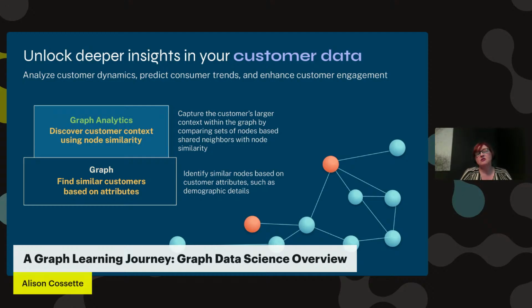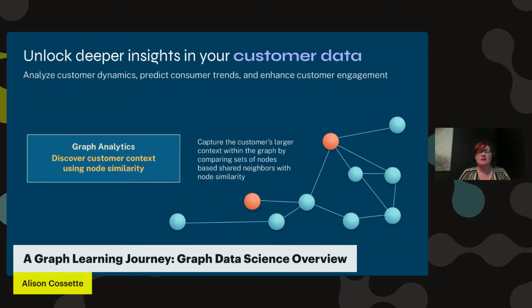But when we try to expand into graph analytics, we can actually discover customer context using node similarity. Everyone right now is talking about vector embeddings of your language. We actually have node embeddings of the nodes themselves. This allows you to capture the larger context within the graph by comparing sets of nodes based on shared neighbors, and those shared neighbors give you node similarity. The way a node embedding works is it maps the structure of one node, say you, the customer, and all the different nodes that you're connected to. And then it will look for similarity.